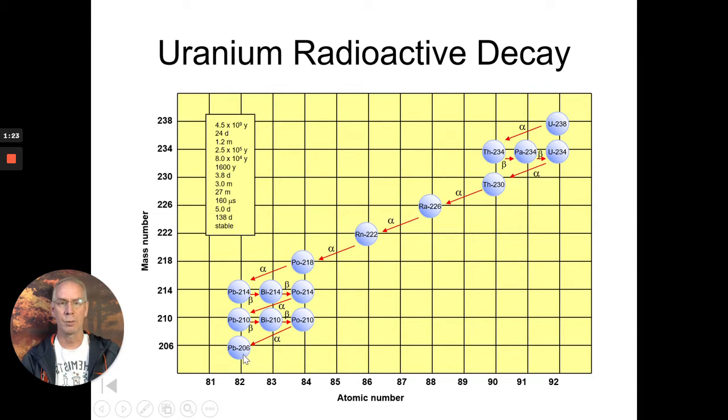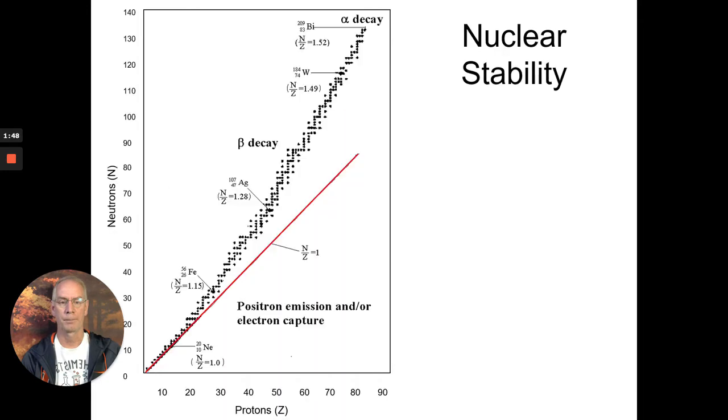stable lead-206. So all the big heavy elements are decaying down to lead, and it turns out all the light elements are working their way up to lead. Something about lead is very stable in nature. Alright, so we'll spend a little bit of time talking about this, and you'll get some practice writing some of these alpha and beta decay emissions as they go on.